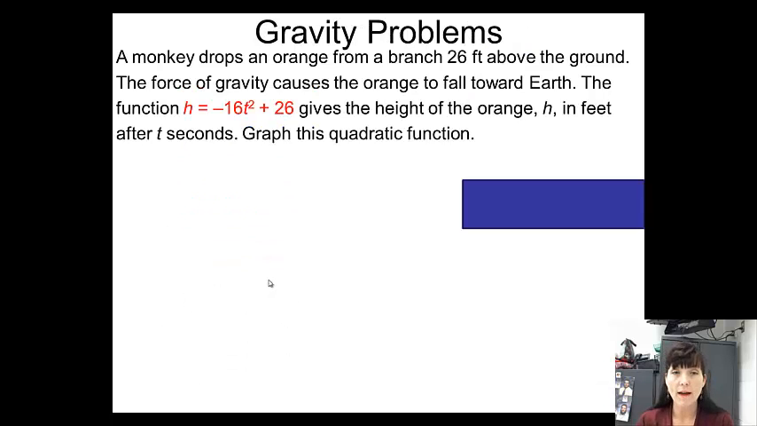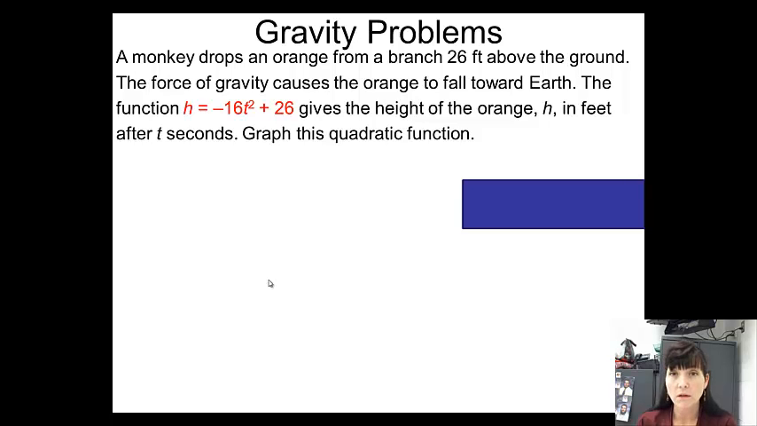Okay, and finally, a gravity problem. A monkey drops an orange from a branch 26 feet above the ground. The force of gravity causes the orange to fall towards Earth, and the function is h equals negative 16t squared plus 26, which gives you the height of the orange, h, in feet after t seconds. I want you to graph this quadratic function.